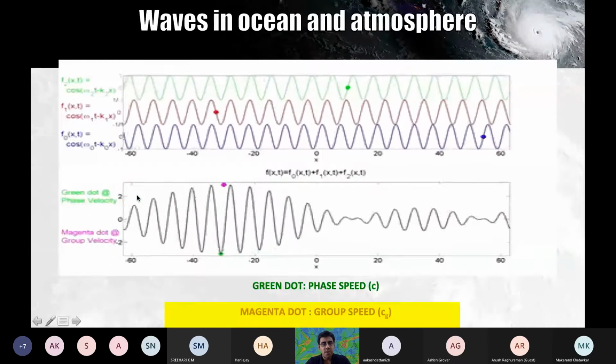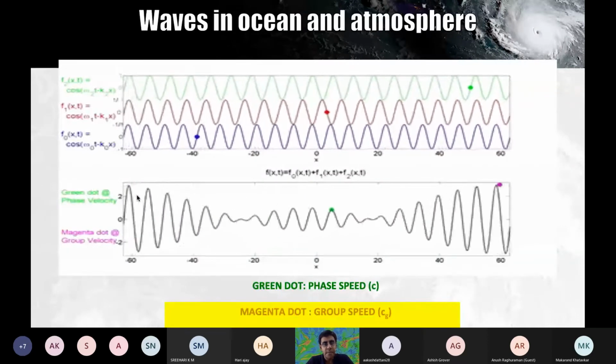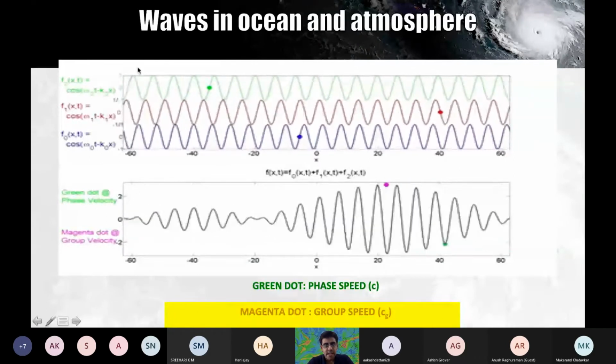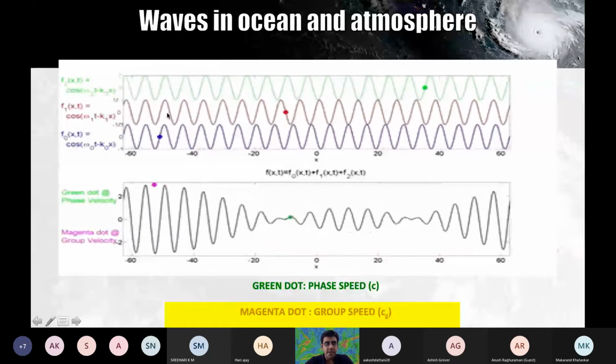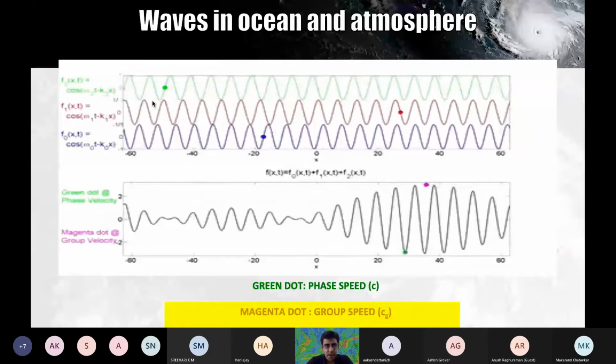Of course, in the ocean and atmosphere, it's not possible to have only one wave pattern because disturbances can originate from multiple places. There can be multiple disturbances which give multiple waves. Each of these lines indicates a different wave. So it is a polychromatic wave, which has different wavelengths and different frequencies.